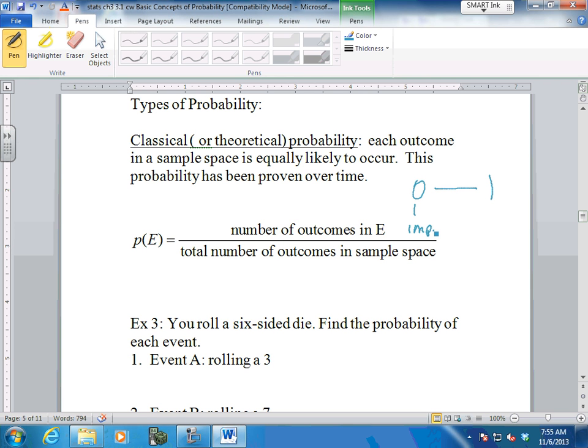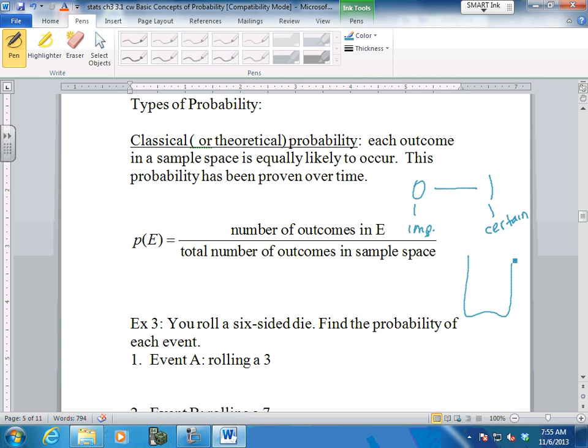Impossible. 0. If today is Wednesday, the probability that tomorrow will be Thursday is possible. 1. If tomorrow's Thursday, right? If today is Wednesday. So impossible says this won't happen. 1 says this will always happen. This is certain that it will happen.